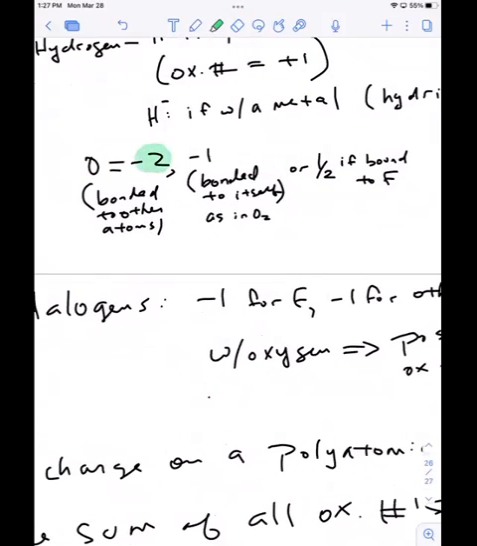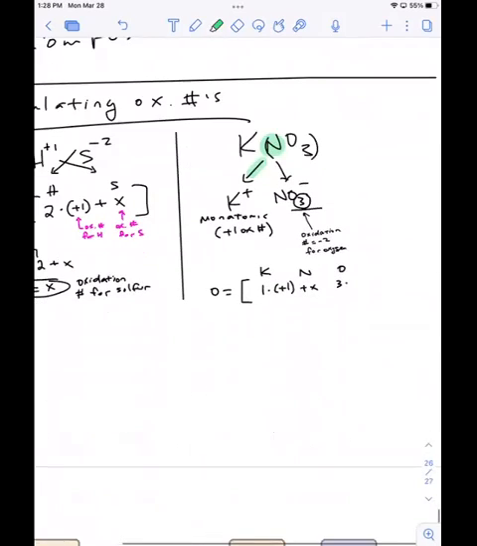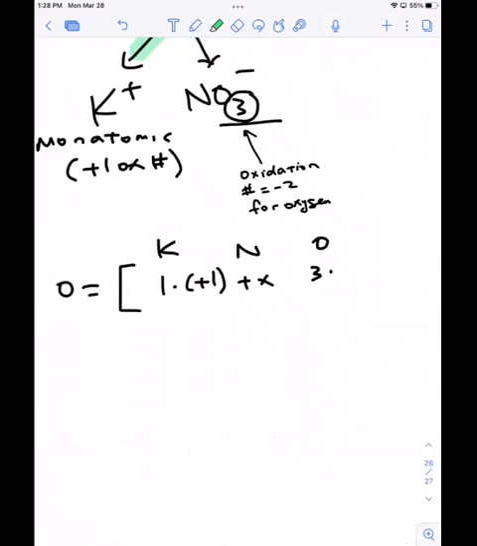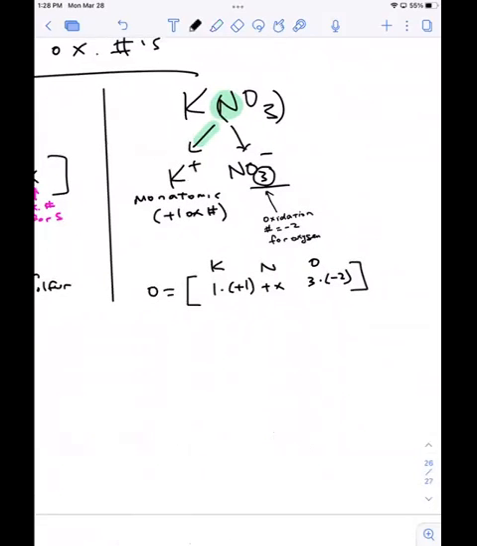Right, it's -2. So we're going to take what we know and solve for what we don't know. Over here, we're going to say that this is 3 times, and the charge does matter, -2. So this is going to be 1 plus X minus 6 equals 0. That's going to be -5 plus X is 0.